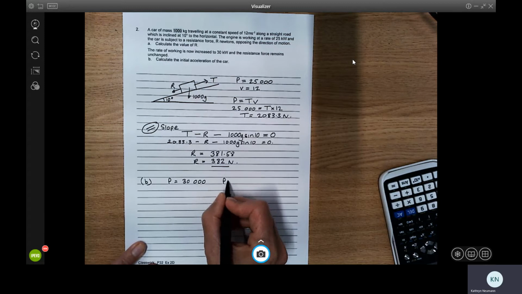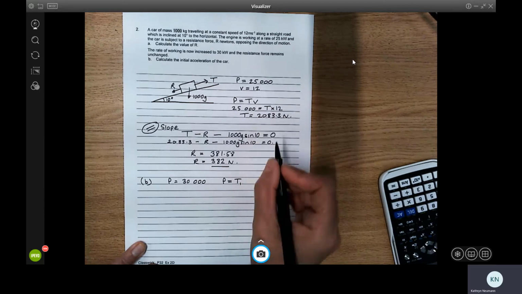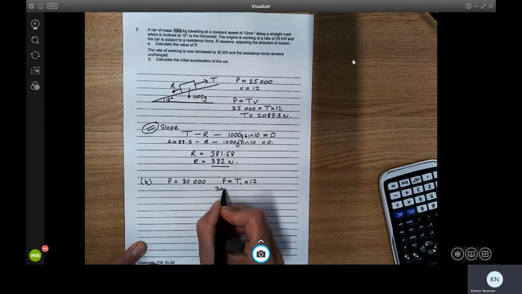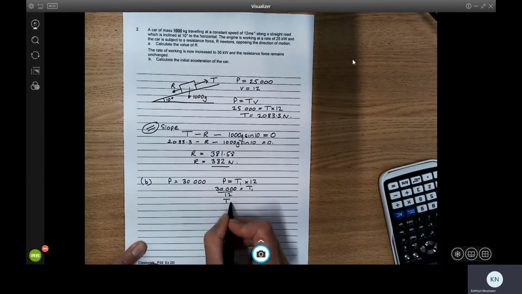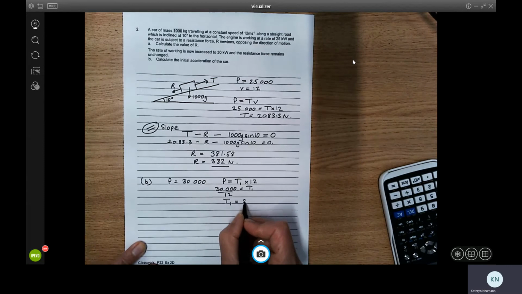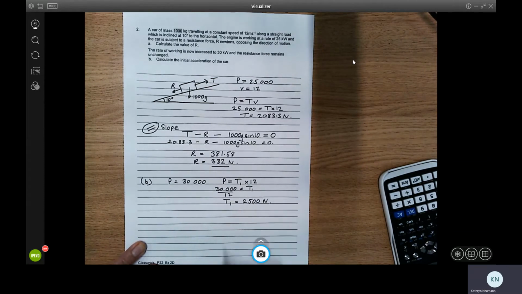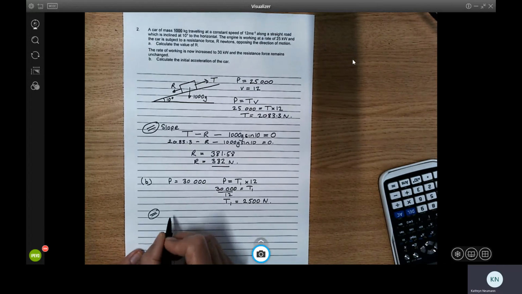So we're going to say power is T1. We'll have a new tractive force. We call it T1 because we had a different force over here, multiplied by 12. So rearranging that, I get 30,000 divided by 12 is T1. So T1 is equal to 2,500 newtons.